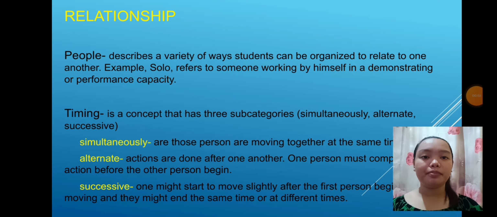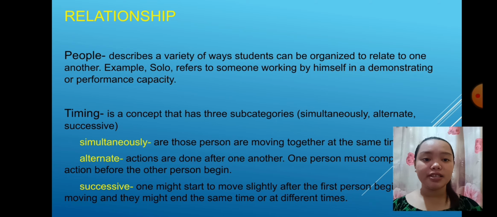The last concept of movement education is relationship. The first category is people. It describes a variety of ways students can be organized to relate to one another. For example, solo refers to someone working by himself and demonstrating their performance capacity. The second category is timing. It is a concept that has three subcategories: simultaneously, alternate, and successive.